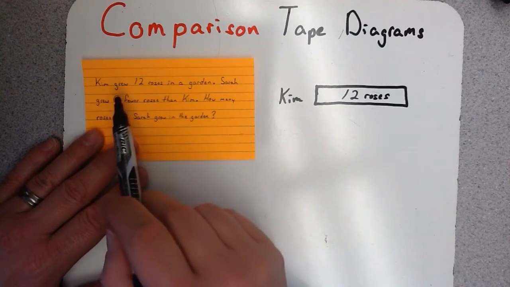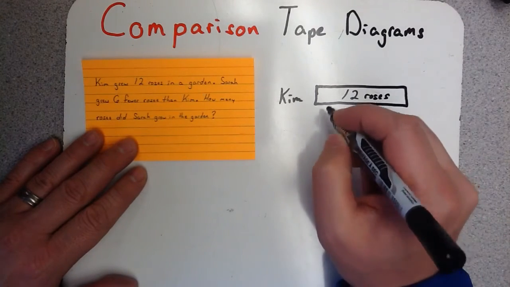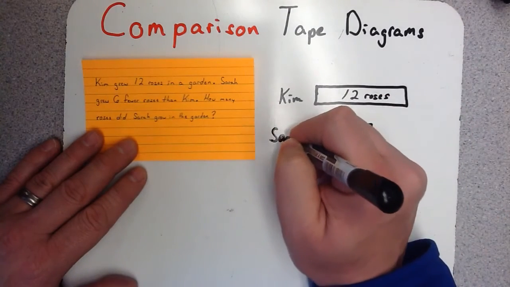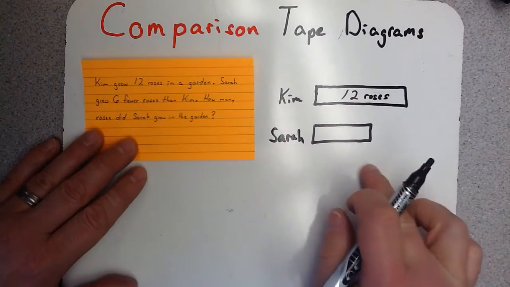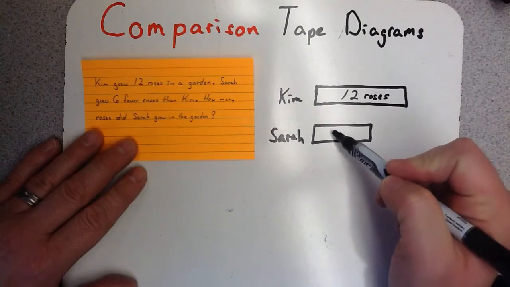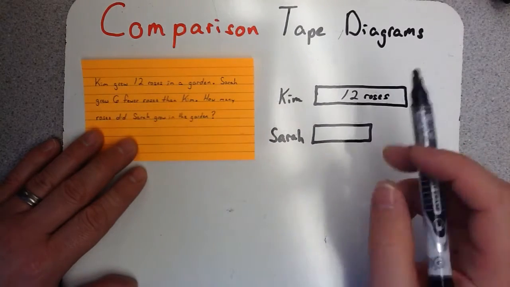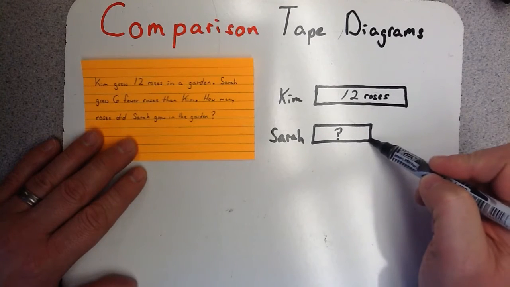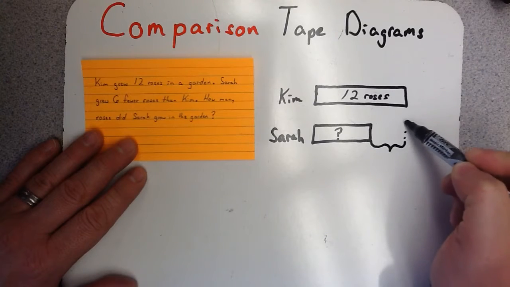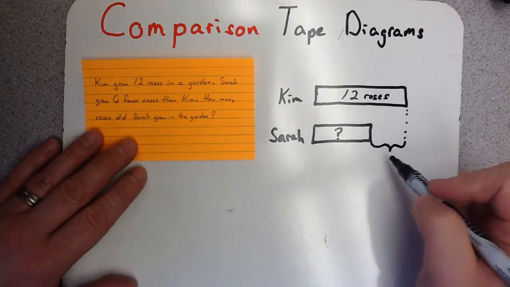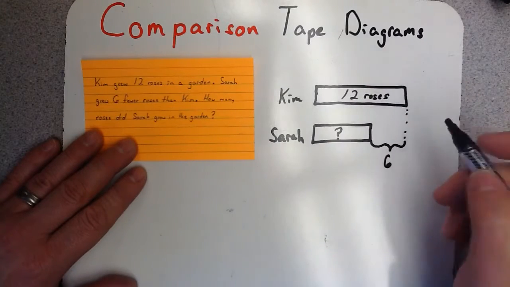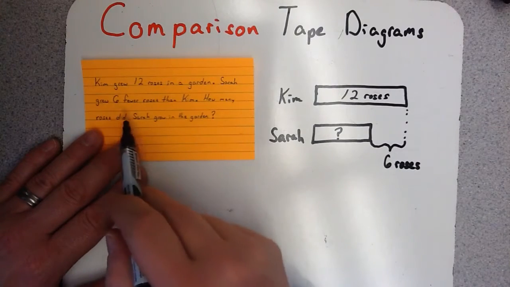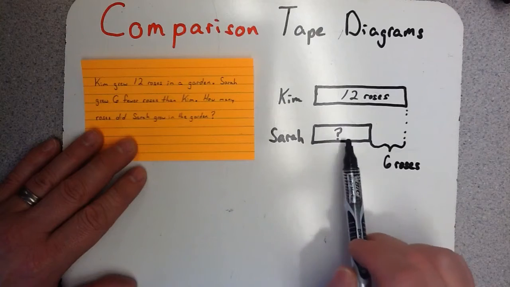Now, Sarah grew 6 fewer roses than Kim. So we know Sarah's tape is shorter than Kim's. Now, it doesn't really matter how much shorter as long as we draw it shorter. Sarah grew 6 fewer roses than Kim, so we do not know how many roses that Sarah grew. However, I do know this distance right here is 6 because she grew 6 fewer than Kim. It says, how many roses did Sarah grow in the garden? So that's what I don't know right now.